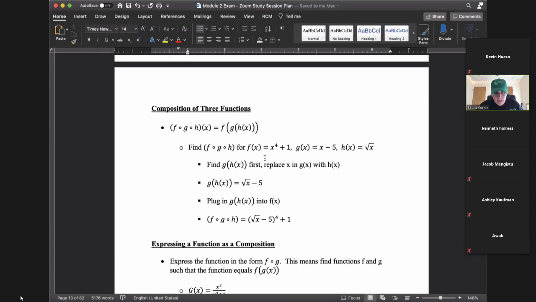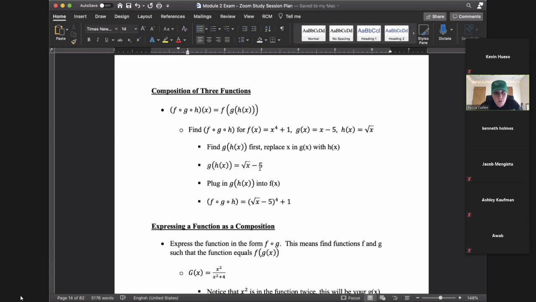So say f of x equals x to the fourth plus 1, g of x equals x minus 5, and h of x equals the square root of x. So you're finding g of h of x first. You're just replacing the x in g of x with h of x. Since g of x is x minus 5, we just take this h of x and put that in there for the x in g of x. That's how we find g of h of x. So it's going to be the square root of x minus 5.